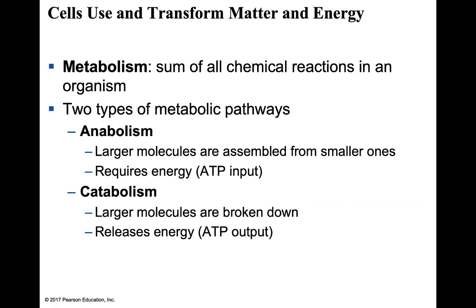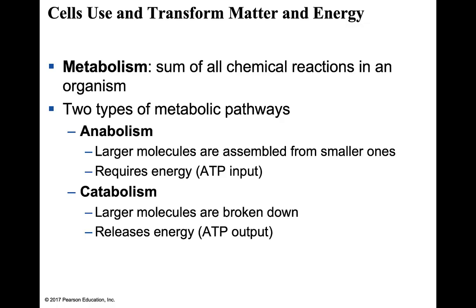So first off, we want to talk about metabolism overall. Metabolism is defined as the sum of all chemical reactions that occur or are taking place in an organism. We want to break it down into two general types of pathways. Some are anabolic. And in anabolic, we're talking about larger molecules being assembled from smaller ones. We saw this when we talked about protein production from amino acids, or a polysaccharide being produced from monosaccharides.